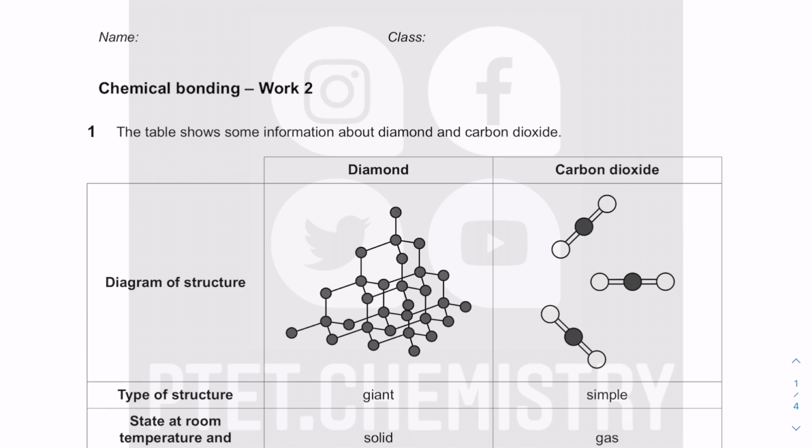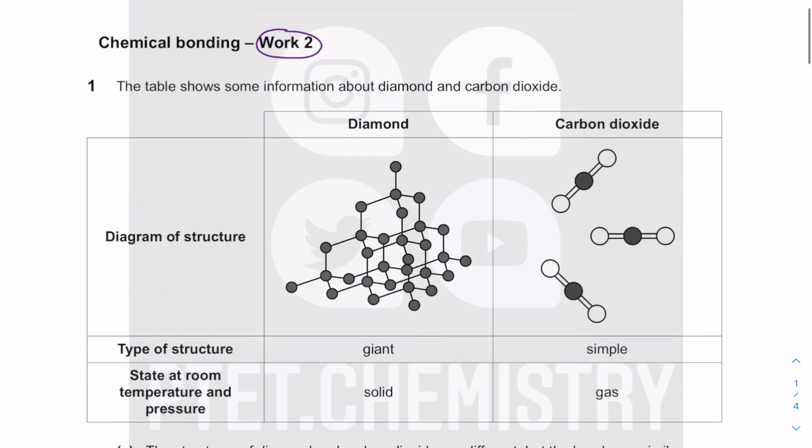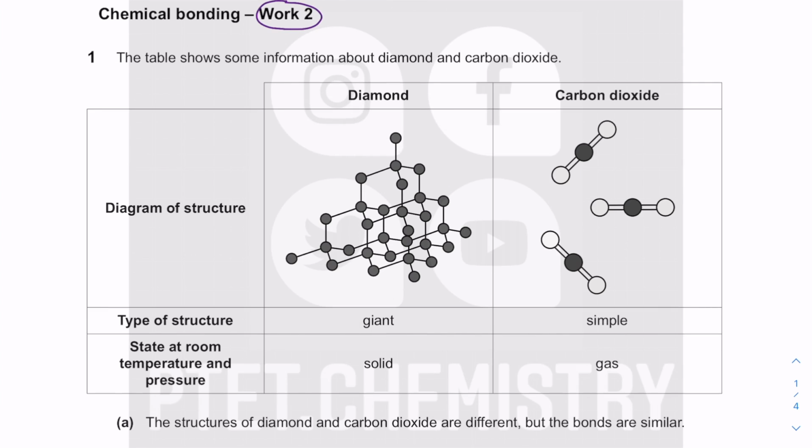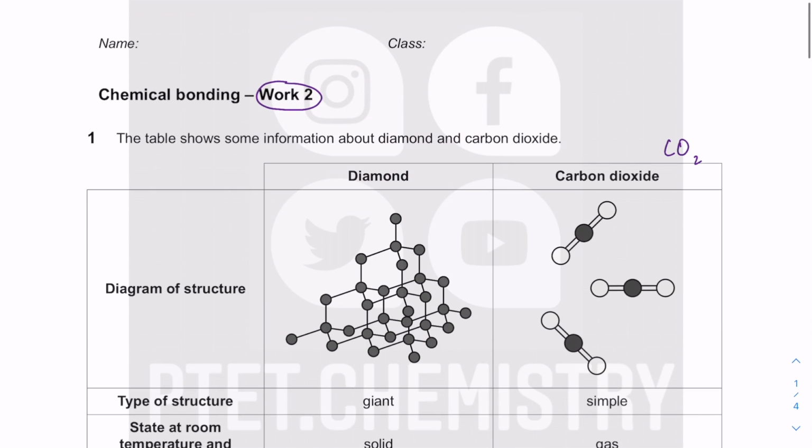So in this tutorial video, I'll go through this work 2 for the chemical bonding work, which you will have been assigned in your assignments for your homework or for your classwork. So we have this table that shows information about diamond and carbon dioxide. Both of them are your case studies in your Cambridge International syllabus, as well as any 14 to 16 years old curriculum all around the world.